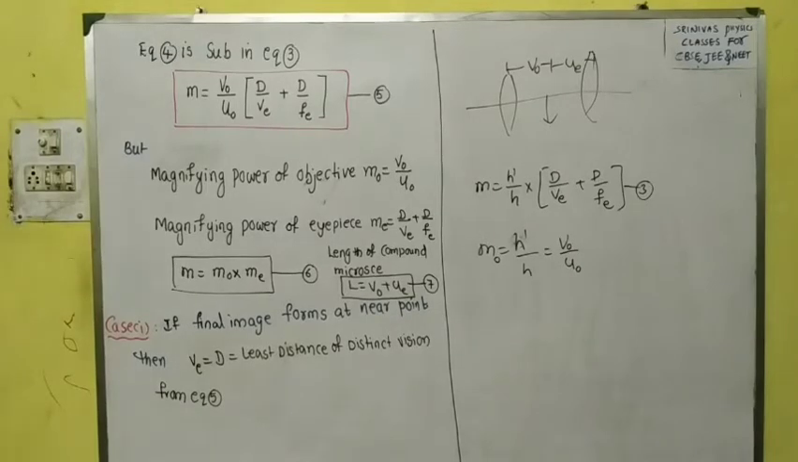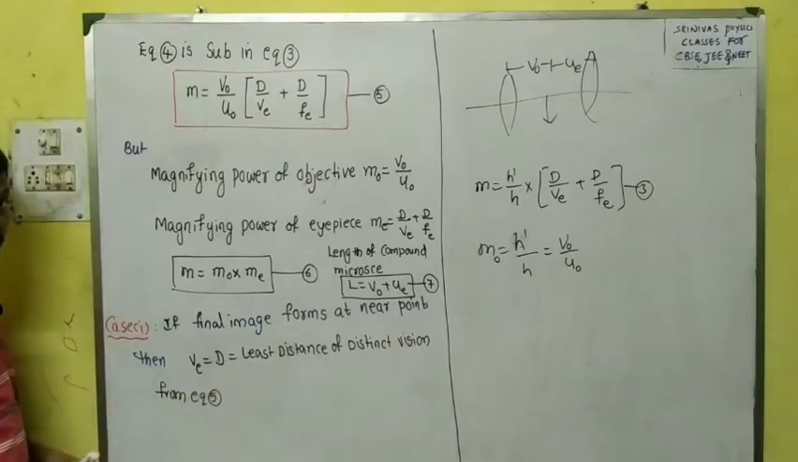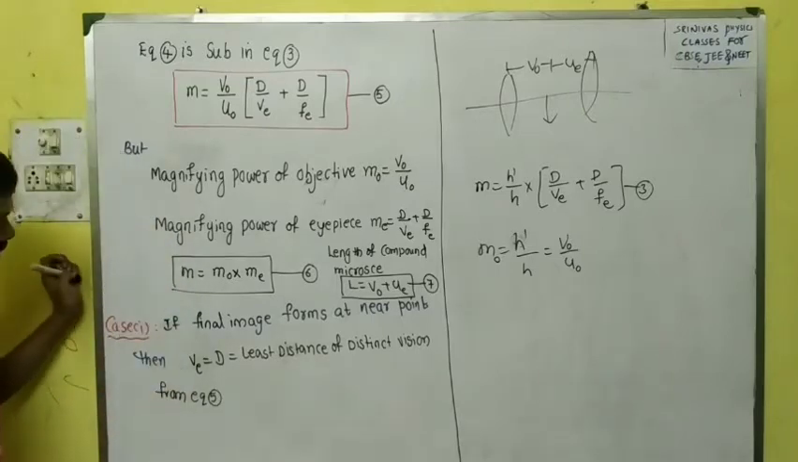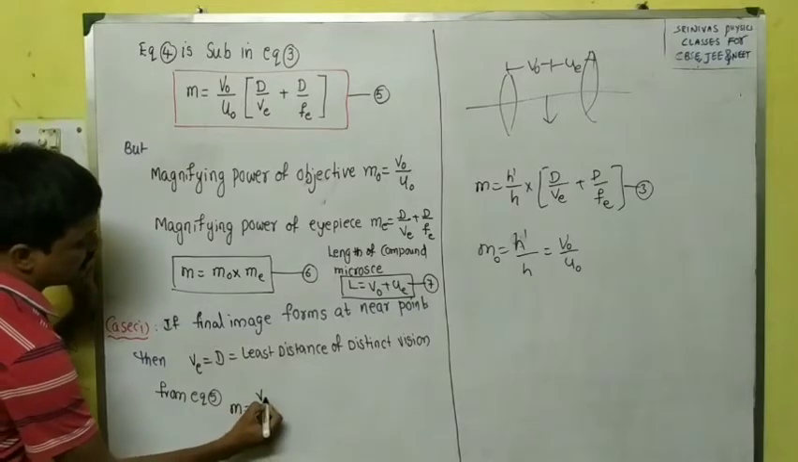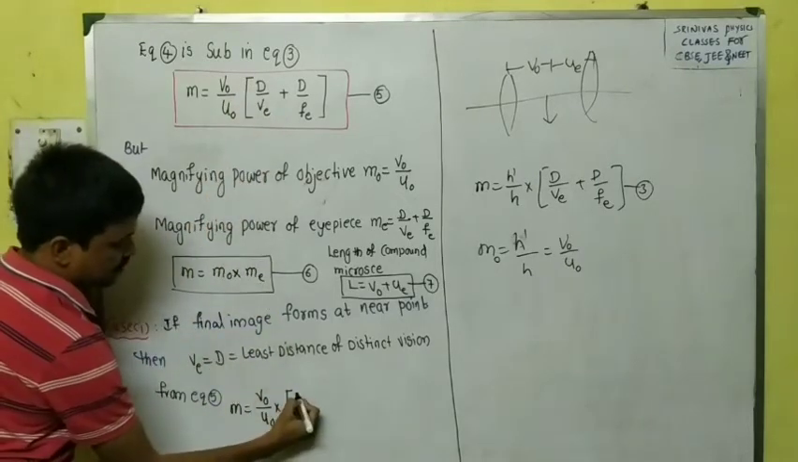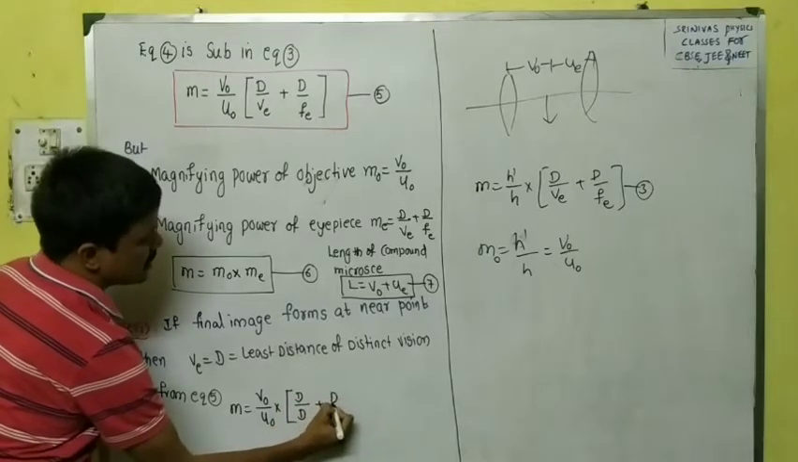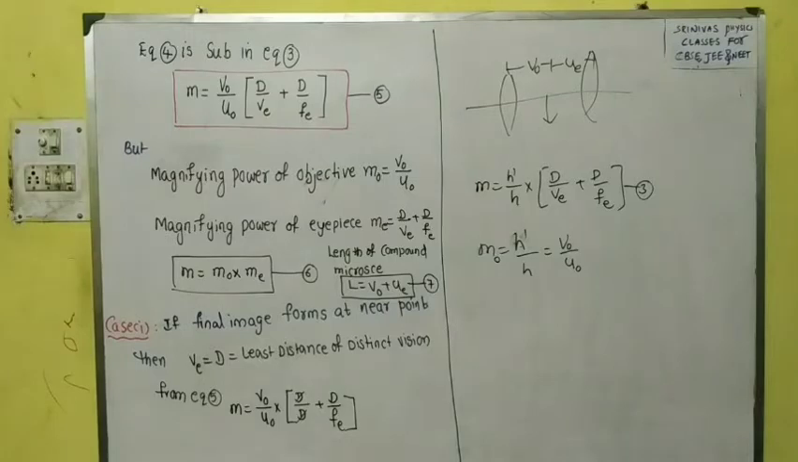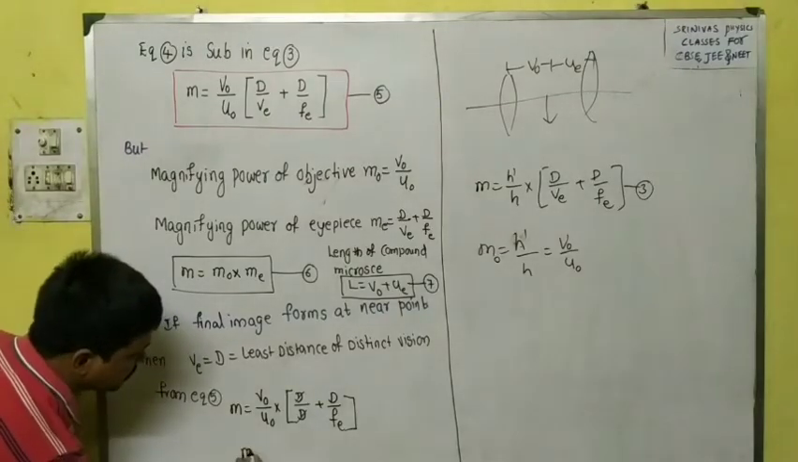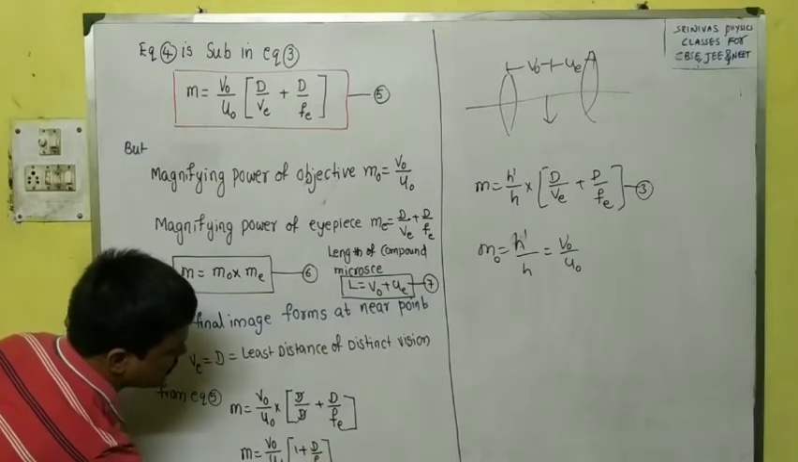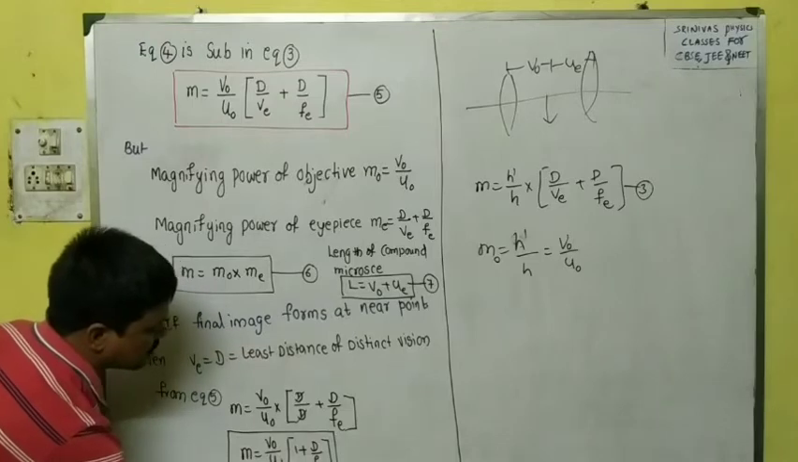Let us see here. If the final image forms at near point, then the final image distance we have to write as D, because the final image forms at near point. That means the final image distance is equal to the least distance of distinct vision. Then we substitute this in equation 5. Then you will get the magnifying power as V naught by U naught into D by VE, where VE is again D plus D by FE. This will be cancelled. Finally we get the formula M is equal to V naught by U naught into 1 plus D by FE. This is the formula we use when the final image forms at the near point.